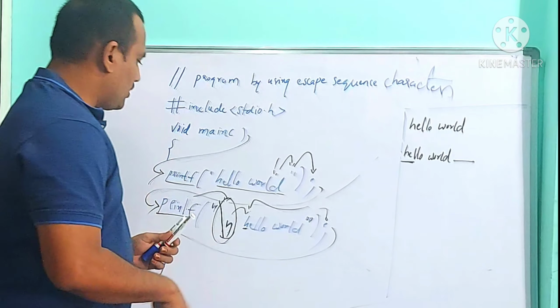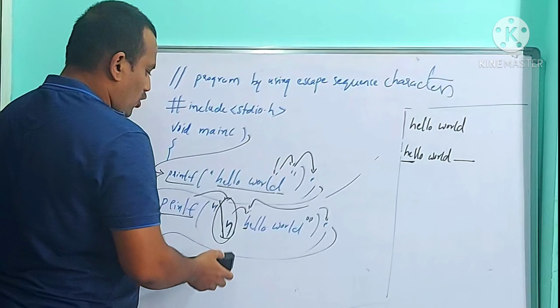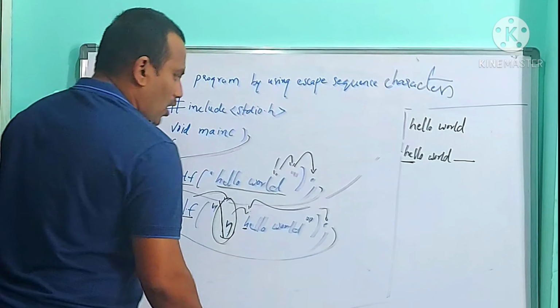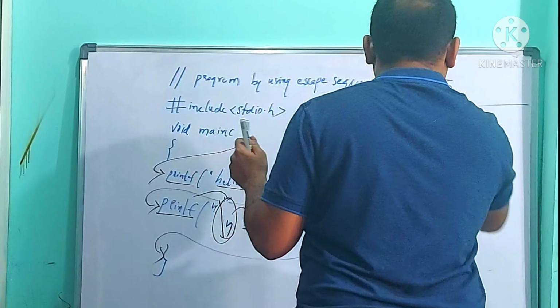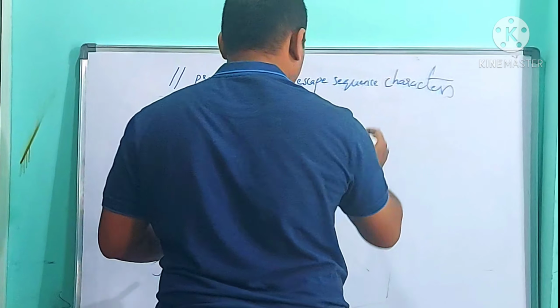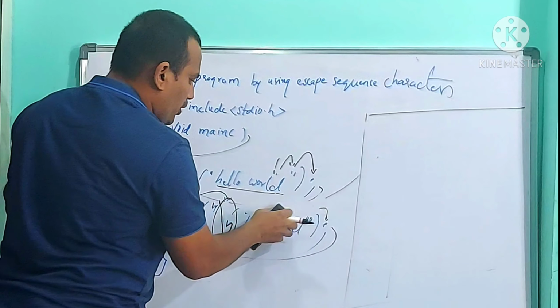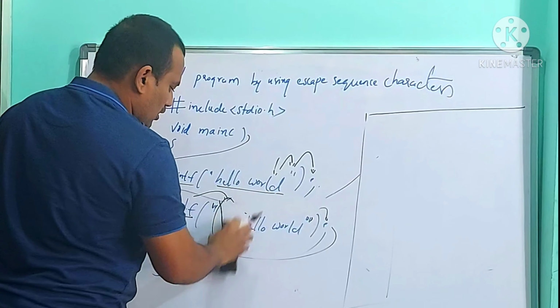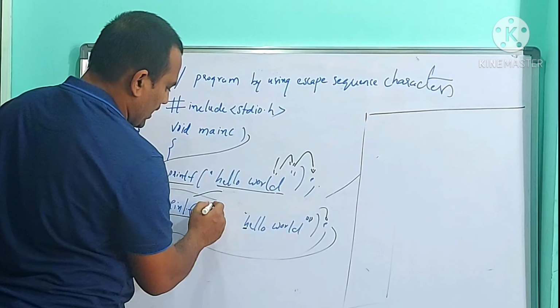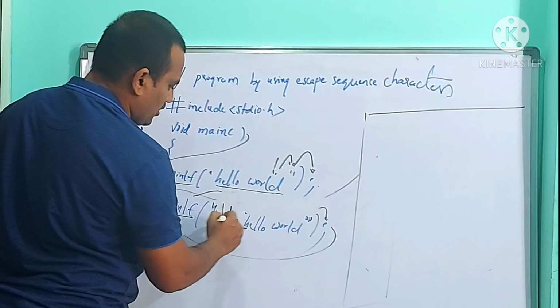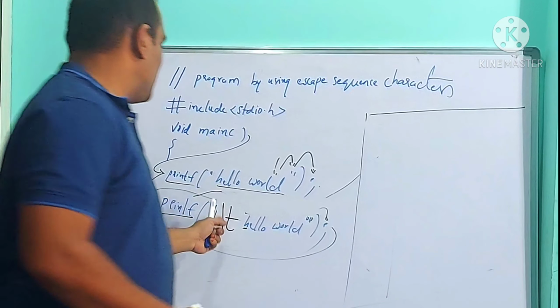Understood? Yes. Suppose I don't want to use \n. I want to print the messages side by side. To print messages side by side, you can use the horizontal tab escape sequence character, that is called \t.